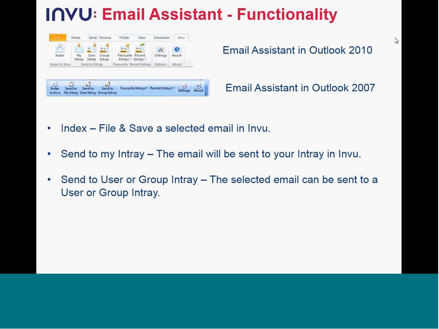The other buttons that are there, User In Tray and Group In Tray, allow you to send the selected email to a user within the system, as well as to a group in tray within the system. So it could be that an email's come to you, however, you know that somebody else needs to deal with it. So rather than forward the email onto that person or onto that group, you can send it into Invu. And then once it's in that person's in tray or that group's in tray, that person or a member of that group can then deal with it and file it. So again, you're reducing the number of copies of the email that are floating around your business, and you're also ensuring that it's gone into Invu.